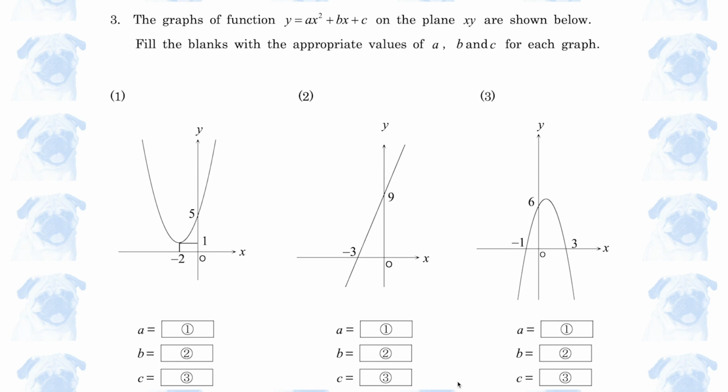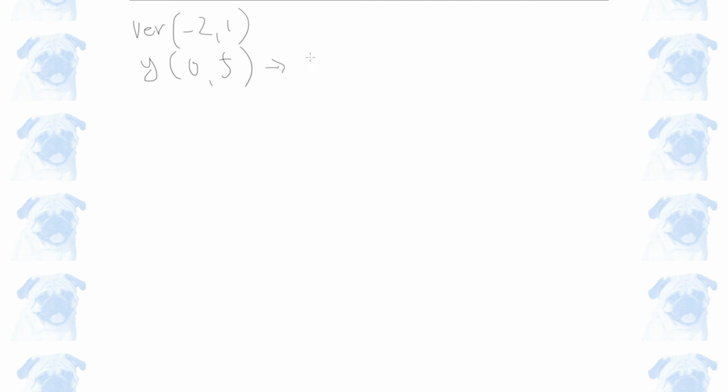Section 3, which is the final section, the graphs of function on the plane xy are shown below. So we basically have to find the values of A, B, and C. So we know the vertex and the y-intercept. From the y-intercept, we know that C is 5. Remember the formula for finding the x-coordinate of the vertex, minus b over 2a. We can use this formula later. And let's substitute x equals minus 2 and y equals 1.